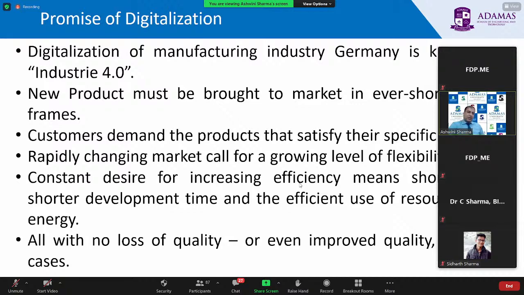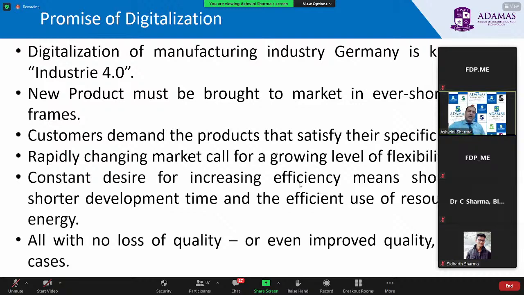This is again another thing. You see how the things are being squeezed. As an engineer, we need to cater to all kinds of these demands which are made by the customer. So all with no loss of quality. It means you cannot compromise on the quality, or you have to improve upon the quality, right? In some of the cases.